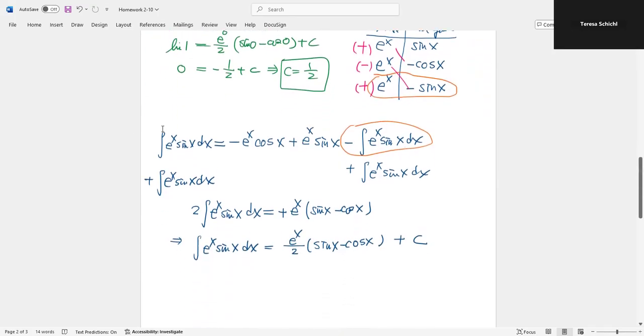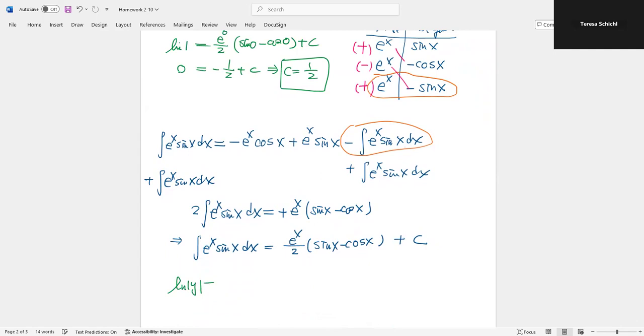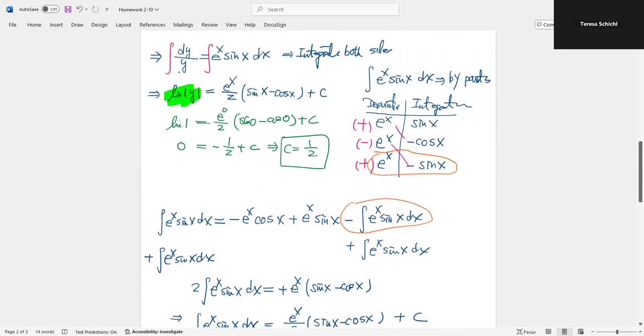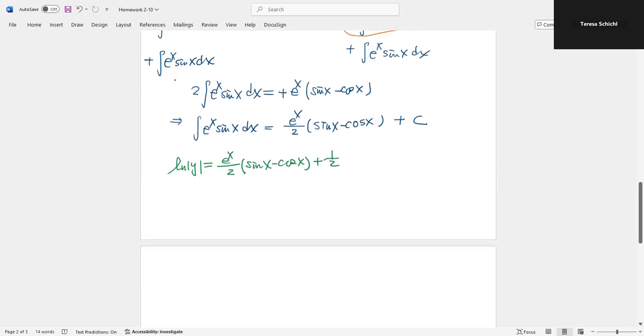All right, so now I can write it. So the natural log of y is equal to e^x over 2 times sine x minus cosine x, plus 1/2. Then I take the exponential of both sides. All right, so take the exponential of both sides, and so the natural log of y.